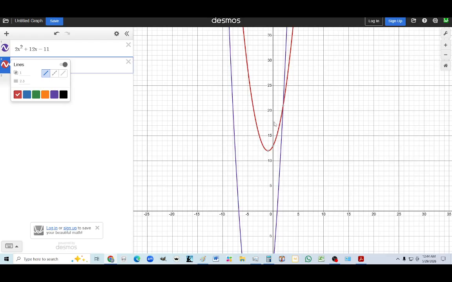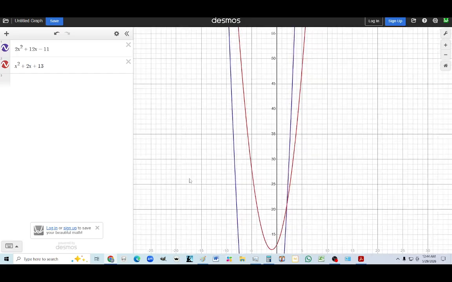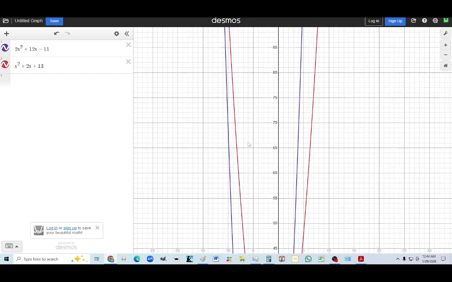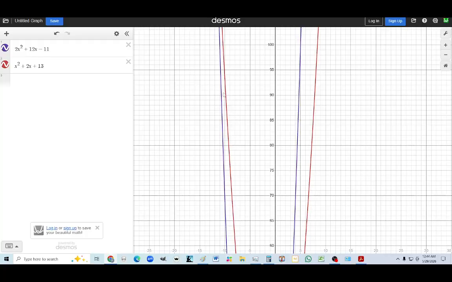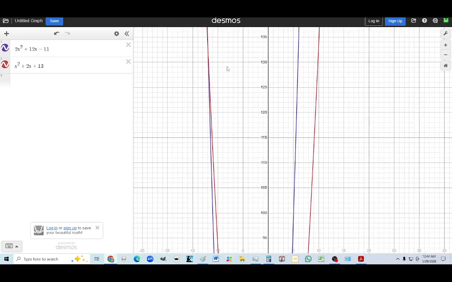When is purple above red? Well, I can see that purple is above red. You might be tempted to say, okay, purple's above red here, but it's not. So let's look on the left. Purple is below red on the left. It's quite clear until there.